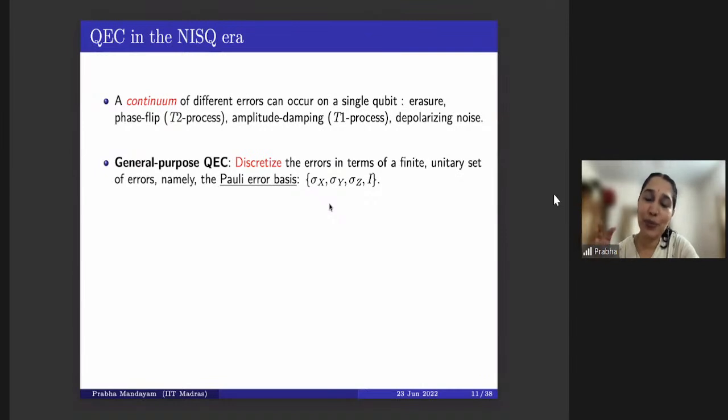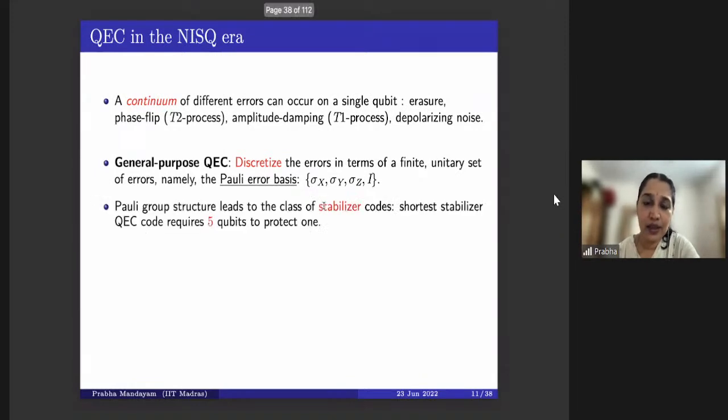But it turns out that this approach is somewhat costly, as you can imagine. First of all, it leads to an elegant structure, and this is the whole idea of stabilizer codes. Again, I'll not have time to get into the details of this. The whole Pauli group structure leads to the idea of stabilizer codes, and this is a very beautiful mathematical theory based on the nice group theoretic properties that this Pauli group satisfies, right? But what it says is that the shortest quantum code has to be at least 5 qubits long, okay?